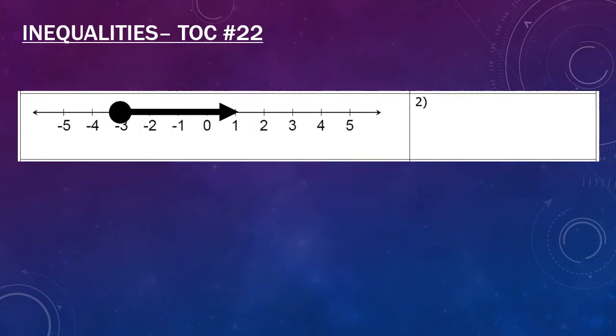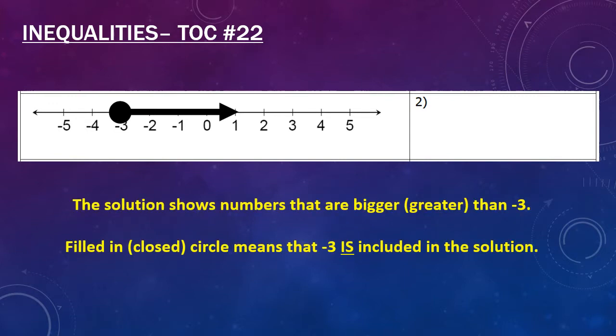So here's another example. With this one, notice that you have a closed circle, so -3 would be part of your solution. Again, it's going to the right, so it's greater than, but we would say greater than or equal to. So the solution shows the numbers are bigger or greater than -3, and the filled in closed circle means that -3 is included in the solution.